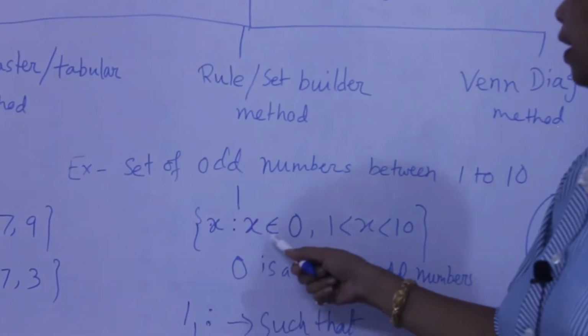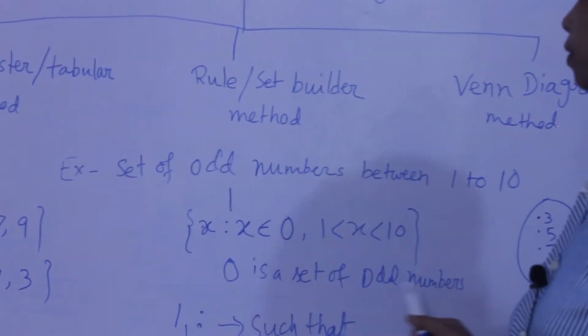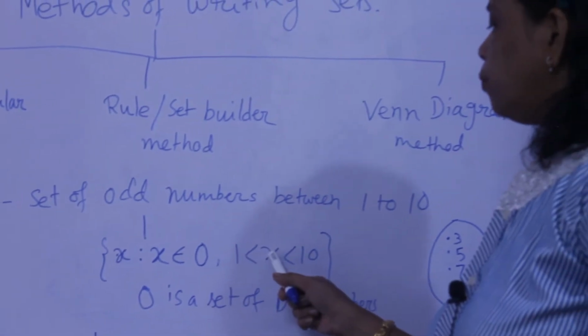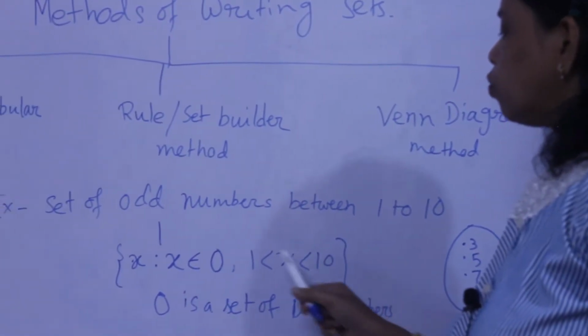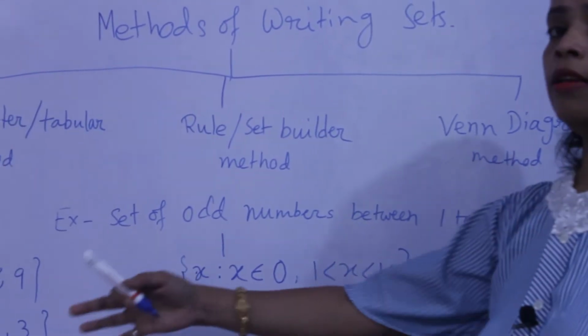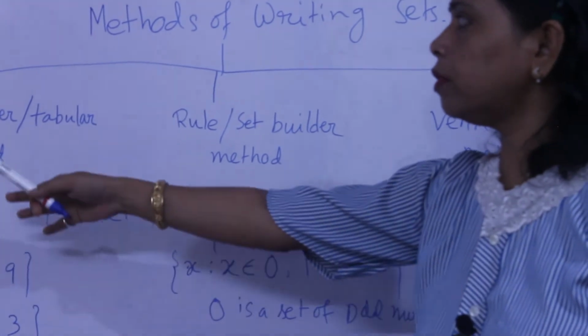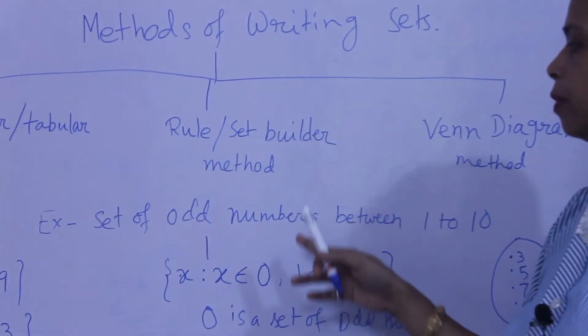X such that x belongs to O. What is O? O is the set of odd numbers. Then comma, then put x greater than 1, less than 10. So we will write here in a general way. We will not write any tabular form. This is for roster, tabular or listing method, and this for rule set builder method.